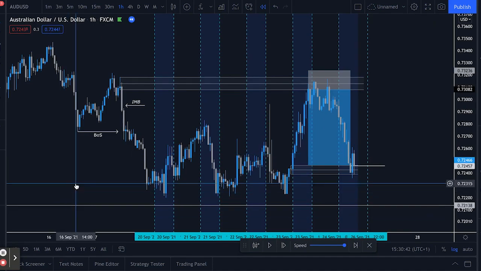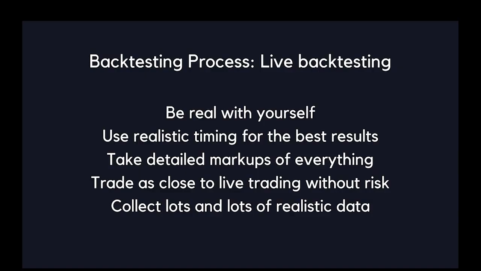It's very, very similar to live trading, but what it does is actually draw out some of the emotion. So that is why it's important to forward test and also live trade. But this is the closest you can get in terms of previous price testing to real live trading. So that was the process of live backtesting.